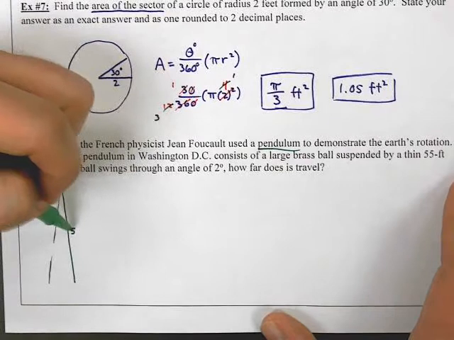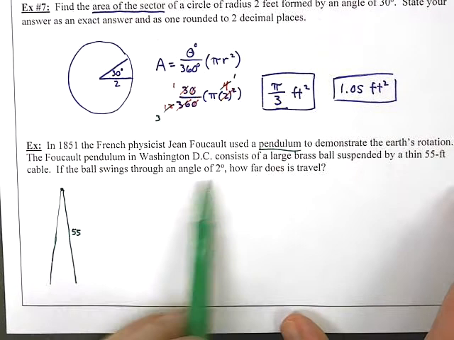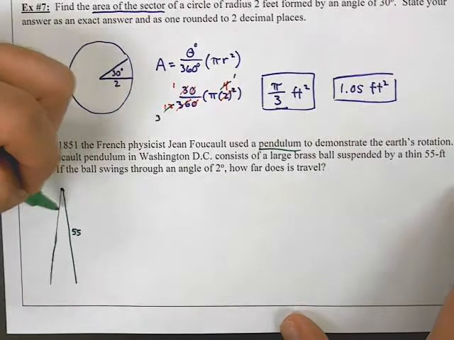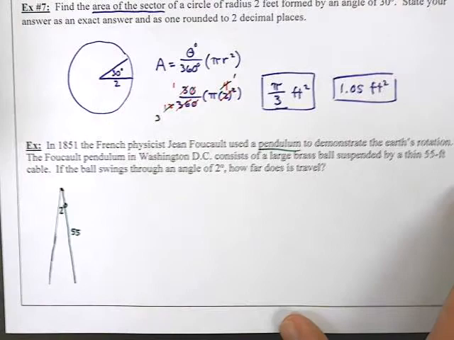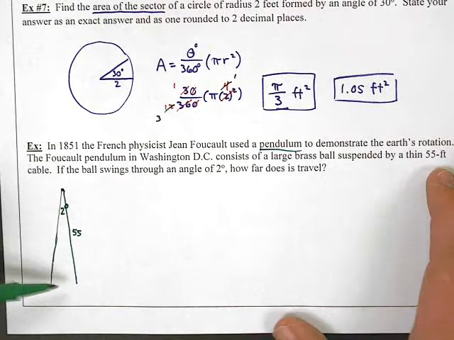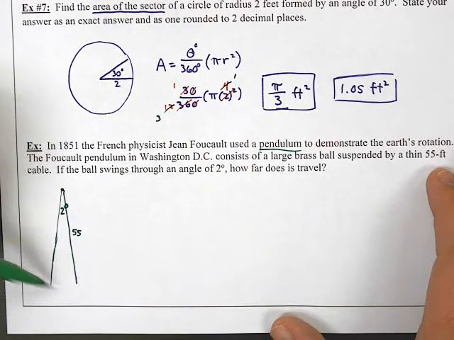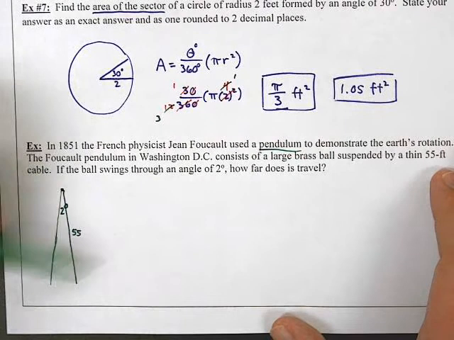And this is 55 feet. And we know the ball swings through an angle of 2 degrees. So I know that this is just 2 degrees. What you have to remember, think if a pendulum wasn't actually a pendulum. It wasn't going back and forth, back and forth. It would be a circle, right?